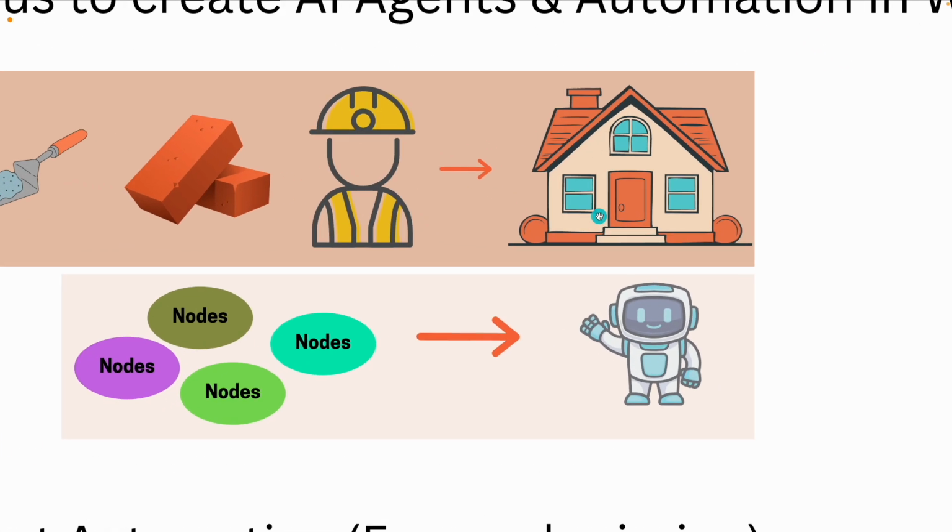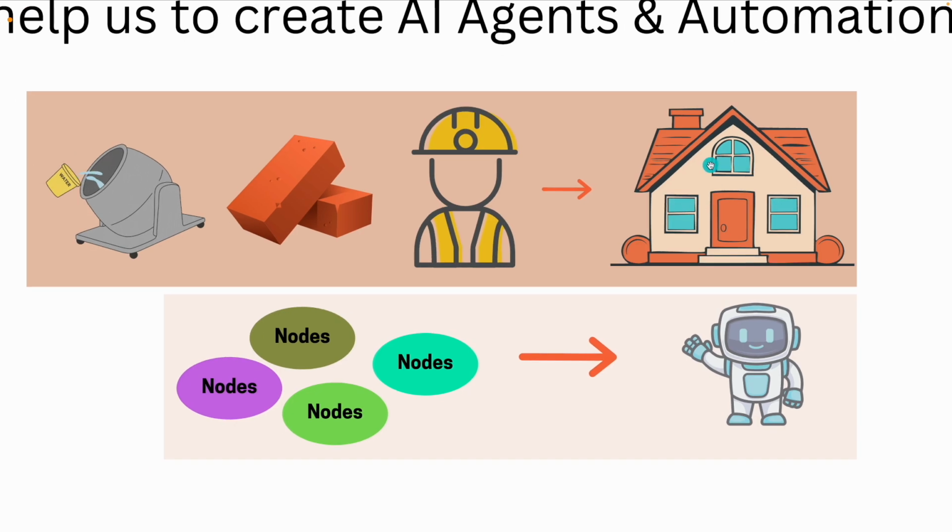Let's say you have a house. You have a very beautiful house. If you want to build any house, what are the different types of elements you need? You need cement, you need water, you need bricks, and then you need labor. All these elements combine together to help you build a house.